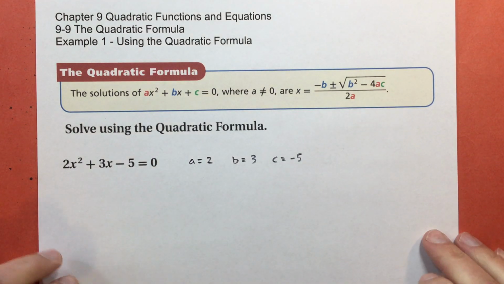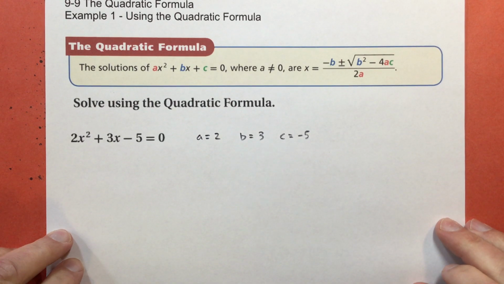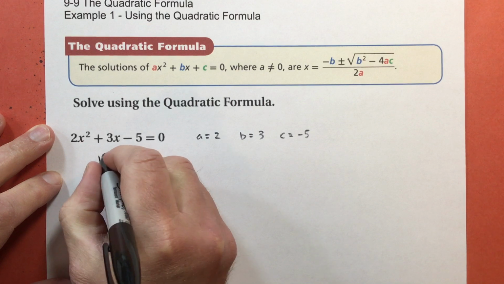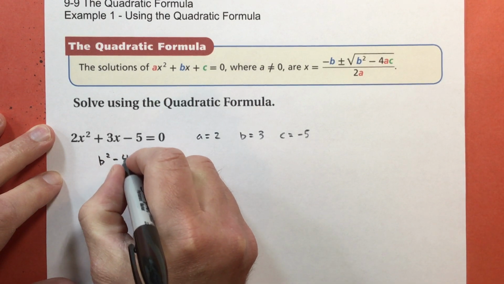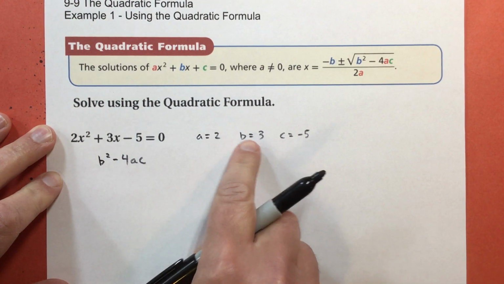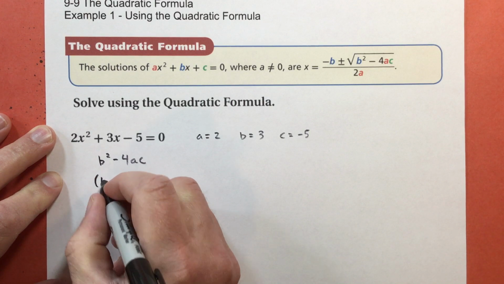So let me show you what I want you to do for this one, and please remember that this is what you're going to be showing me, all right? So first of all, I'm going to take care of this part, the b to the second power subtract 4 times a times c. I'll see if my marker holds out. So my b is 3. I'm going to replace everything using parentheses.